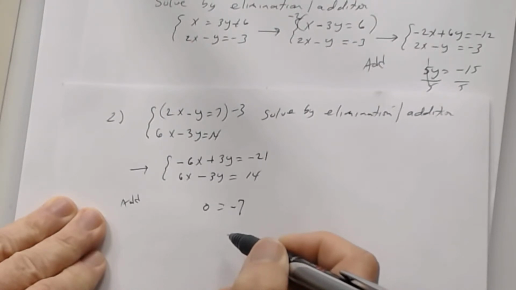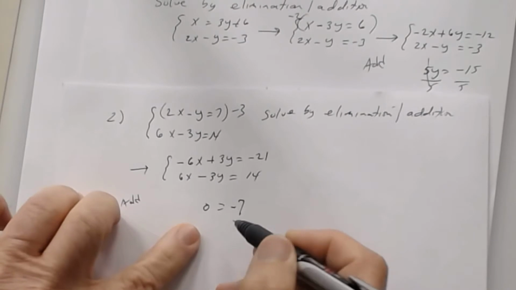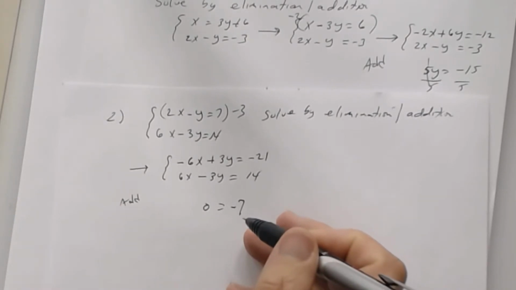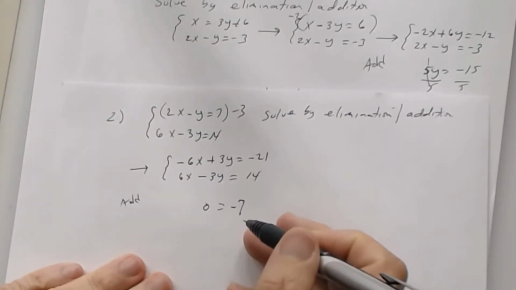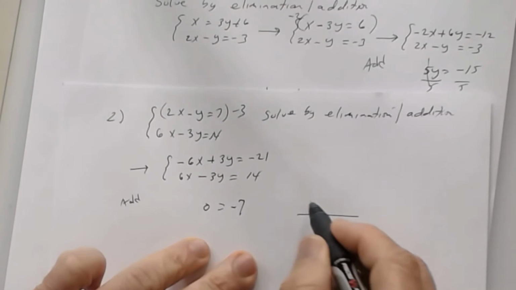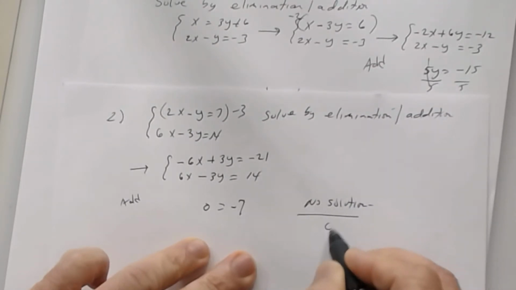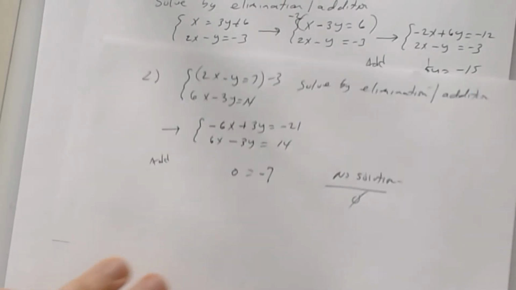Okay, so 0 does not equal -7. That's true. But answer the original question. The original question was solve the system. So tell me, what can you tell me? There's no solution. Okay, good. You would say no solution, or you can say the empty set. Okay?